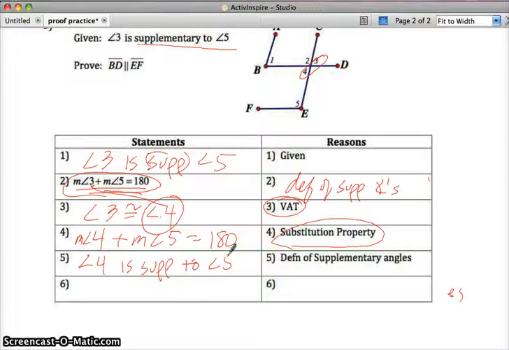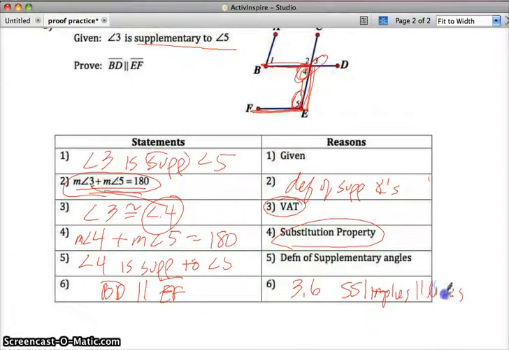And then finally, that allows us to conclude that segment BD is parallel to EF. Why? Well, if angle 4 and angle 5 are supplementary, this is the U right here, so that's the SSI. Right? So they're same side interior angles. So that's theorem 3.6, which says same side interior angles implies parallel lines. So that's the reason. Angle 4 is supplementary to angle 5. Right here, this is the U, same side interior. They're supplementary. There you go.